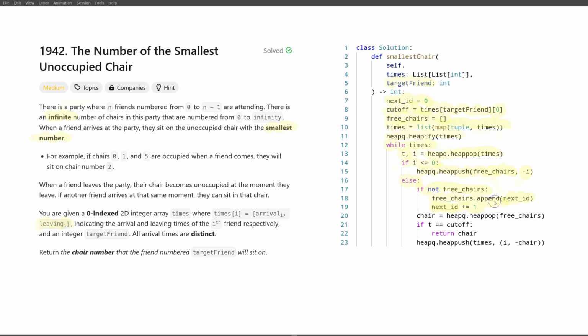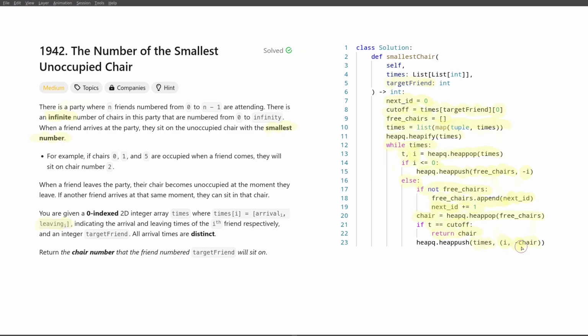But anyways, we add this next chair to our free chairs, and now free chairs are not empty. And now we take the smallest available chair. If we're at the cutoff point, so at the point where target friend arrives, we just return that chair number. Otherwise, okay, this person has taken this chair. We have to remember to give it back. So we push to our times heap the second value here, so this is the time that the person leaves, and the number of the chair that we've just given that person. Of course, negated because we want the events of leaving to happen before the events of coming in.